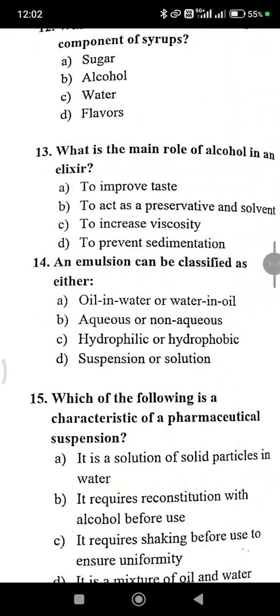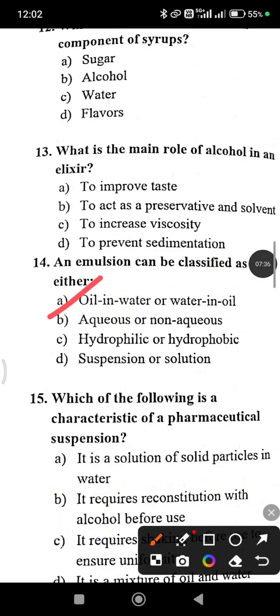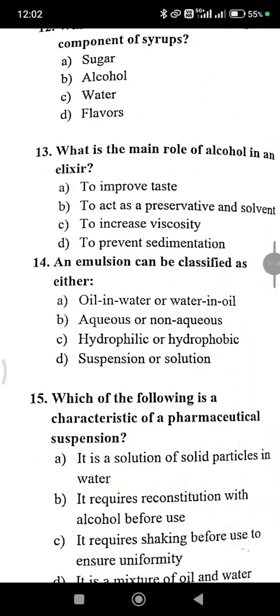Next, go to question number 14. An emulsion can be classified either as water in oil or oil in water, aqueous or non-aqueous. That is option A, a direct question. Oil in water or water in oil.